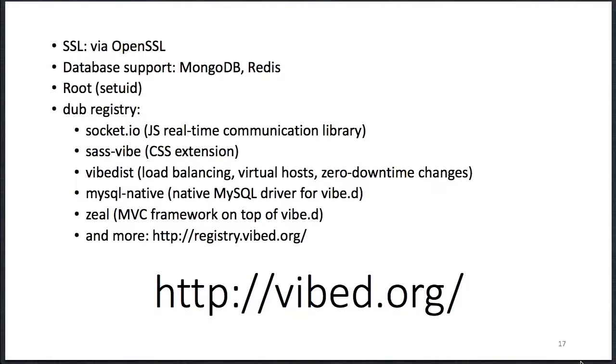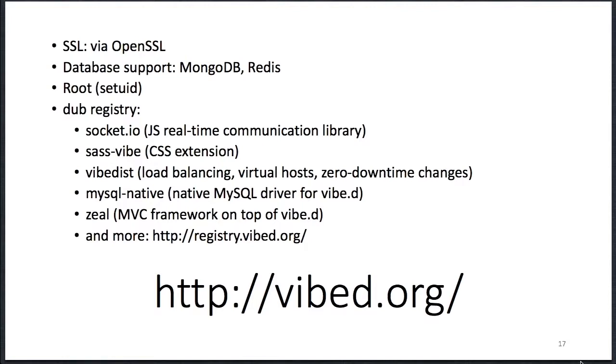And I've mentioned DUB. It already has a registry, which you can find on registry.vibed.org. There are some very interesting projects there. For example, there's Socket.io. You may know it from Node. This is an implementation for Vibe. It provides an easy API which allows your client, your JavaScript code, to communicate with your server. And it automatically works over a number of transports. For example, it uses WebSockets if those are available. If not, it will use something like Comet, long polling, things like that.